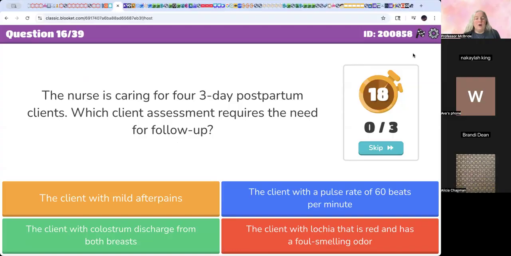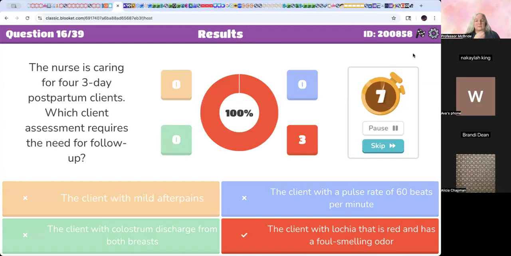The nurse is caring for 4 3-day postpartum clients. Which client assessment requires the need for follow-up? Yep, good. So we talked about this. What do you think could be happening if she's 3 days postpartum and she has a foul-smelling odor in her lochia? Infection. And which infection do you think it might be if it's causing foul-smelling odor in her lochia? That sound choreo.